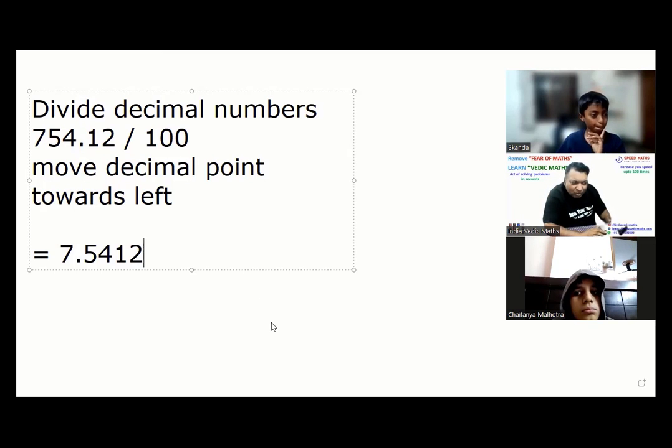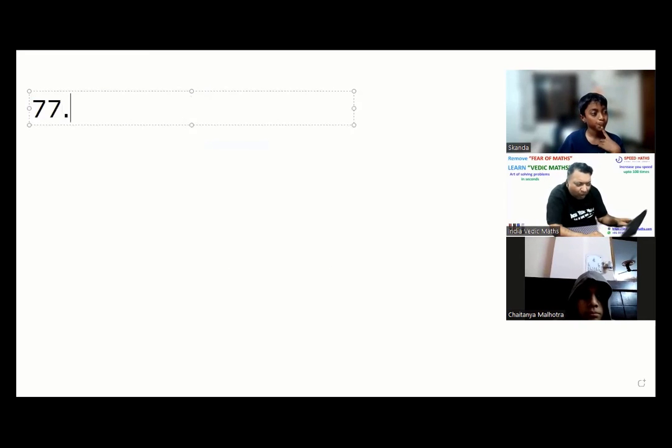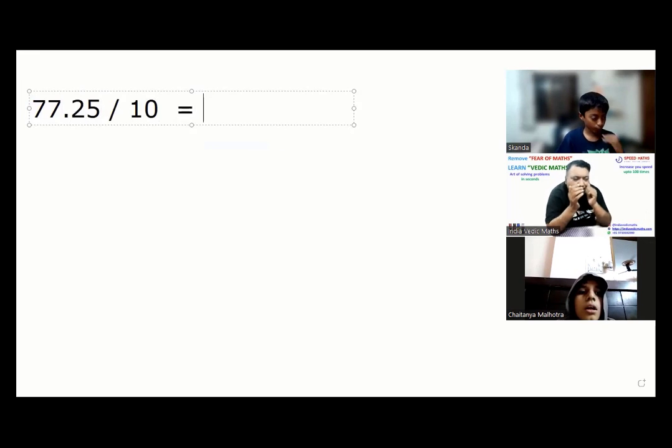So I'm going to give you 2 questions. I want everyone to write the answer on chat. Let's see who does it correctly. Tell me, 77.25 divided by 10 is how much? Tell me fast on chat.